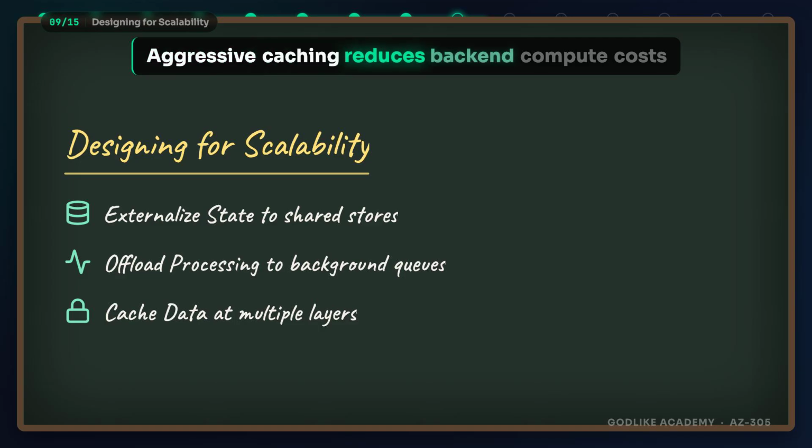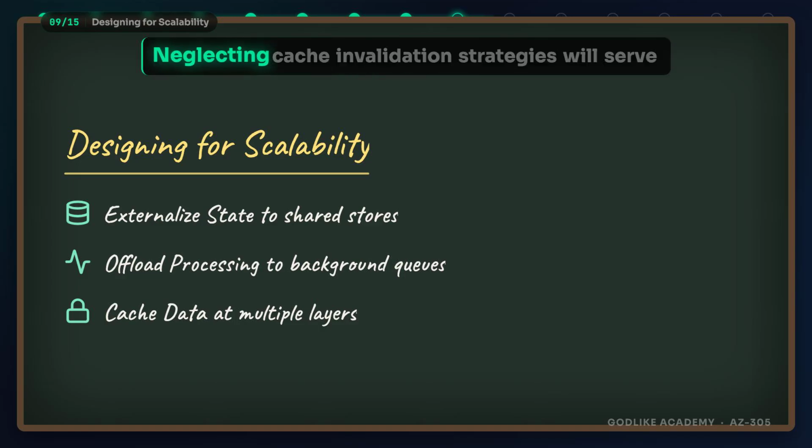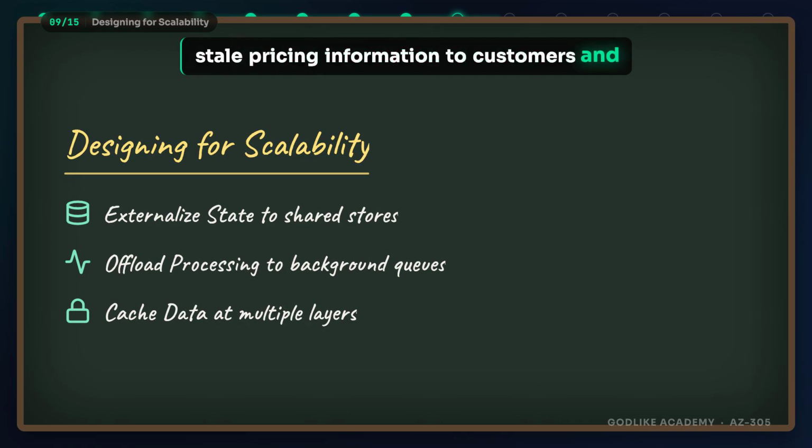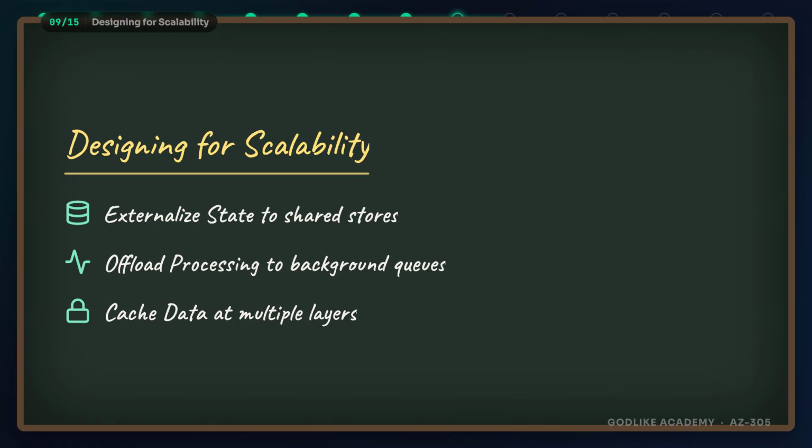Aggressive caching reduces backend compute costs by up to 70%. Neglecting cache invalidation strategies will serve stale pricing information to customers and trigger severe revenue reconciliation discrepancies.